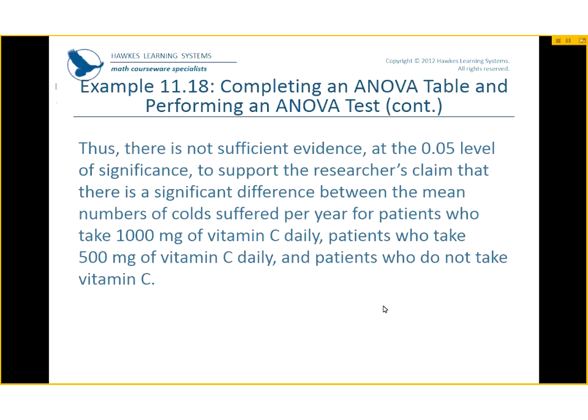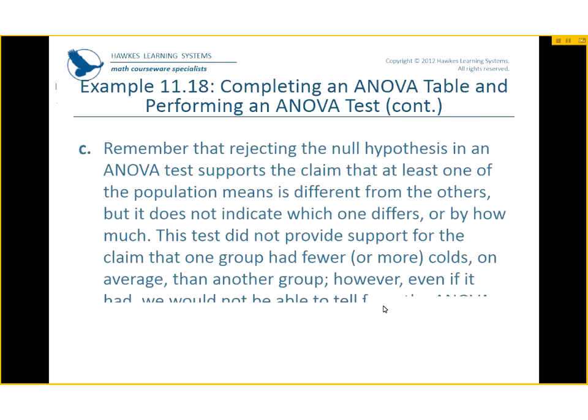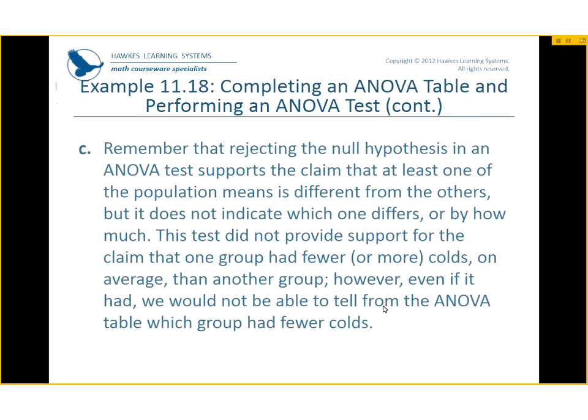So what does that mean? If you fail to reject your null, then there's no significant evidence at the 0.05 level of significance to support the researcher's claim that there's a significant difference between the mean number of colds suffered per year for patients who took 1,000 milligrams of vitamin C, patients who took 500 milligrams, and patients who took no vitamin C. So what are we saying? We're saying there's no difference. You could take 1,000, you could take 500, you could take none, and you're still going to have the same number of colds. Okay?